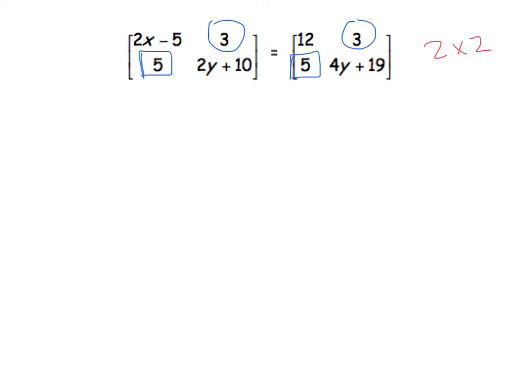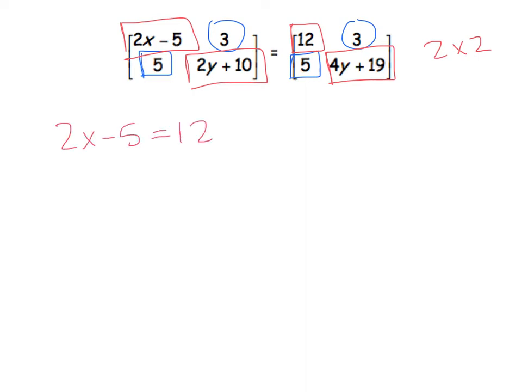So in order to find my unknowns, I just need to look at 2x minus 5 being the same as 12, and 2y plus 10 being the same as 4y plus 19. So it's just 2 equations that I need to solve in order to find my unknowns. So let's start with x. 2x minus 5 is equal to 12. Then I'm also going to have to do 2y plus 10 is equal to 4y plus 19, because those are the equivalent entries. Now, just a matter of our undoing.